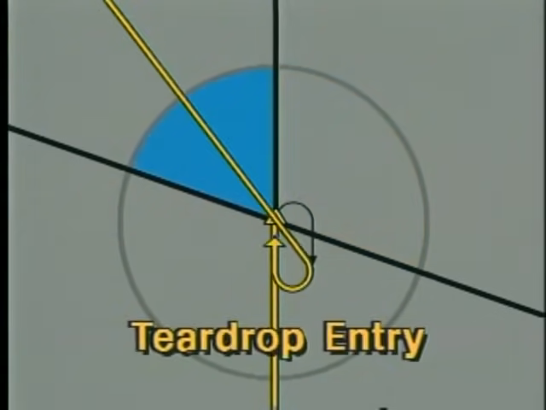Use a teardrop entry if you're entering the holding pattern within the remaining 70-degree sector. In this case, after crossing the fix, turn to a heading 30 degrees to the holding course on the holding side. After the appropriate time, turn back to intercept the holding course.